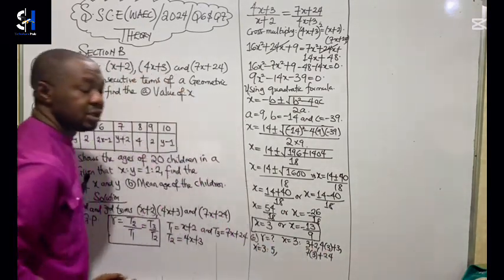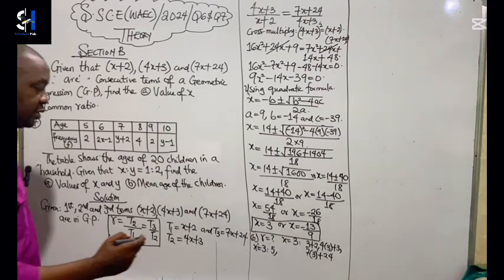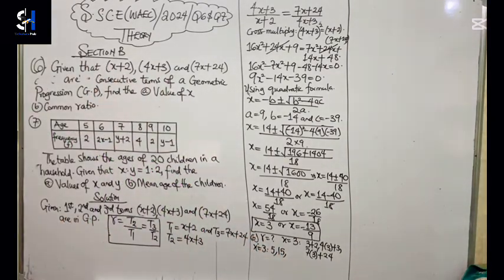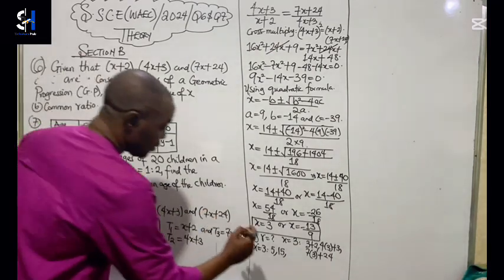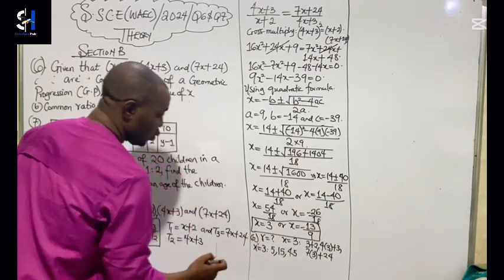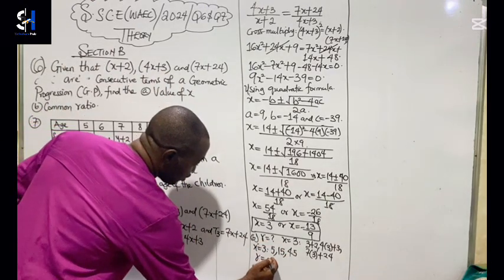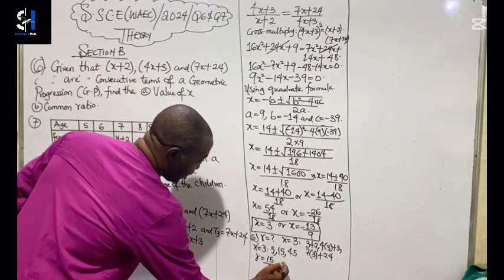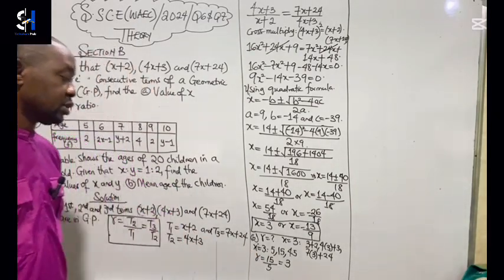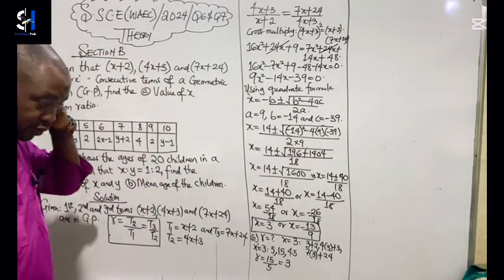Now 4 times 3 is 12, 12 plus 3, that's 15. Then also 7 times 3 is 21, 21 plus 24, that'll be 45. So which means the common ratio will be 15 over 5, and that's 3. That is when x equals 3.